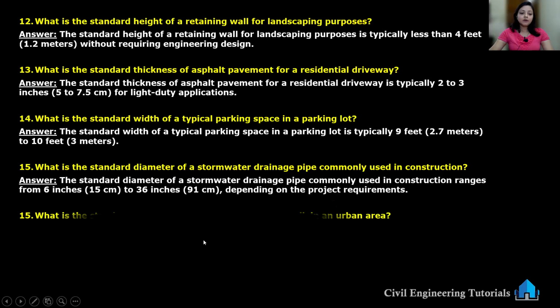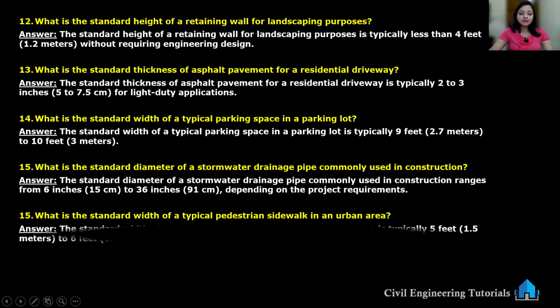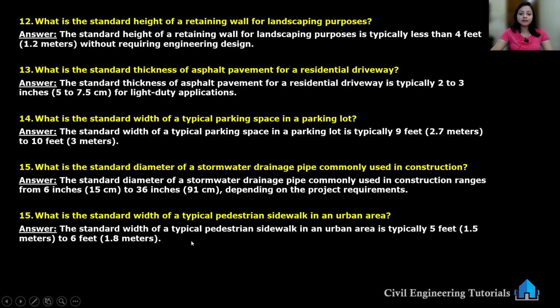What is the standard width of a typical pedestrian sidewalk in an urban area? So the answer is the standard width of a typical pedestrian sidewalk in an urban area is typically 5 feet or 1.5 meter to 6 feet, 1.8 meters.